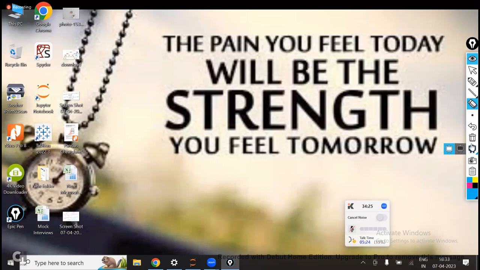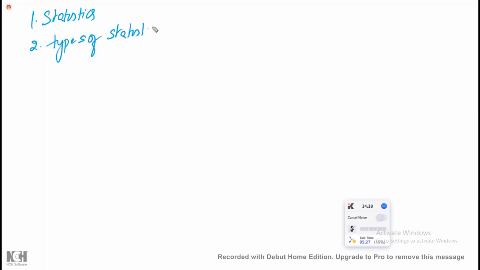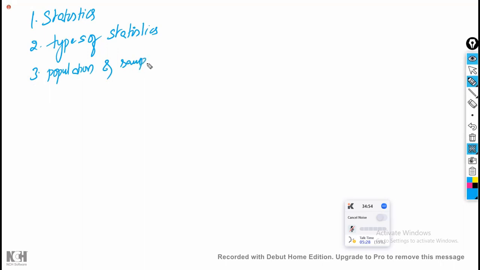Now, once again, first we saw what is meant by statistics: measure and analyze. There are different types of statistics, descriptive and inferential. Descriptive means it describes the data. Inference means it estimates the population data based on the sample. Next, population and sample. Population means the entire data, and part of that is called sample data.